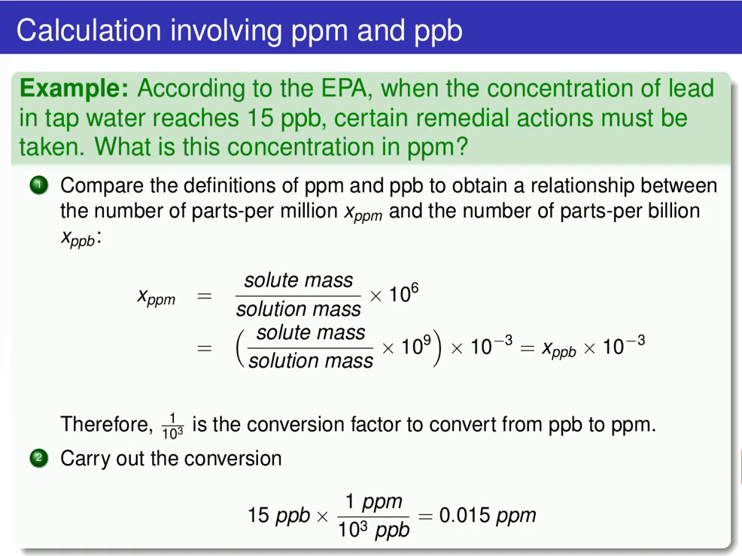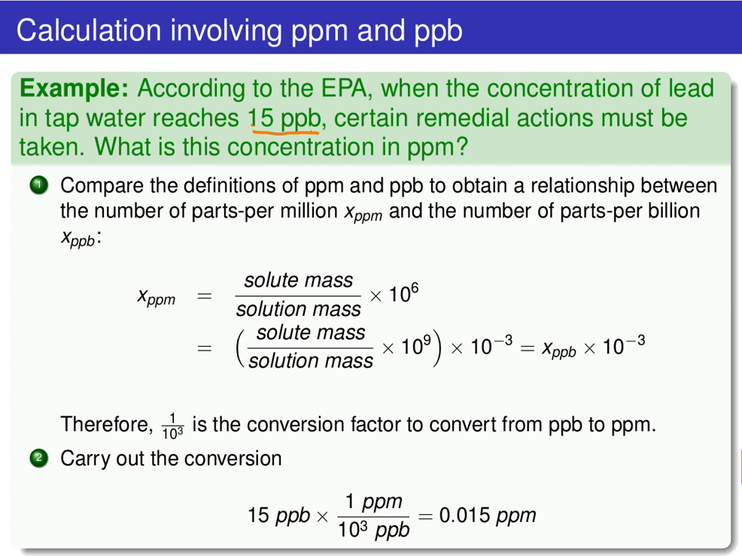All right, so as our final example here, we're going to talk about those units for expressing very small concentrations, ppm and ppb. And we're going to go back and look at our lead in tap water example. Recall that the EPA sets the safe concentration of lead to be less than 15 parts per billion. If that concentration exceeds 15 parts per billion, then you're going to have to start taking remedial actions in order to solve that problem, to get rid of that extra lead.